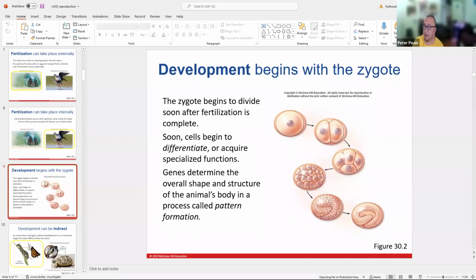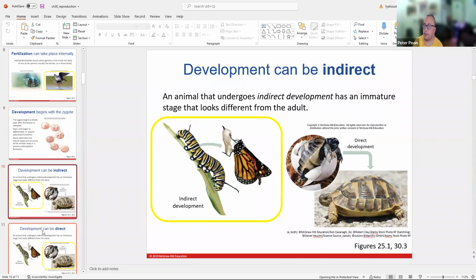Development begins with the zygote, which begins to differentiate. Development can be indirect or direct. Indirect development has an immature stage that looks very different from the adult. The classical example of this is the butterfly, the caterpillar and butterfly. The caterpillar goes through a stage that looks nothing like the adult.